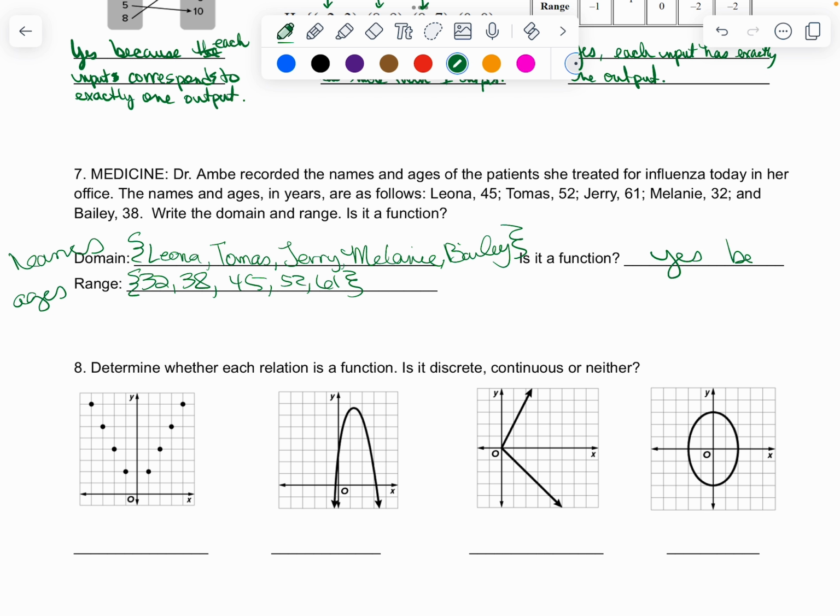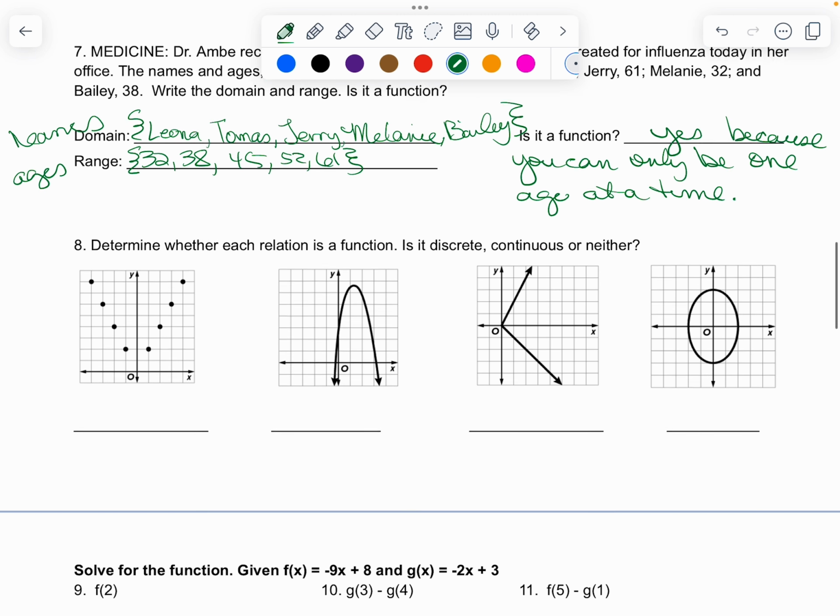Yes, because you can only be one age at a time. Okay.